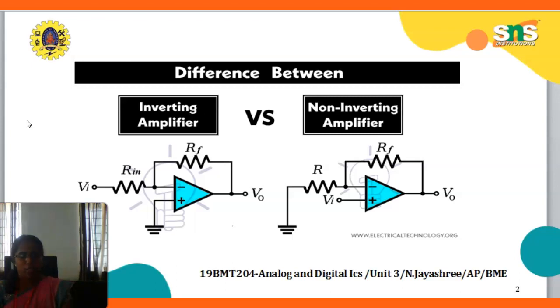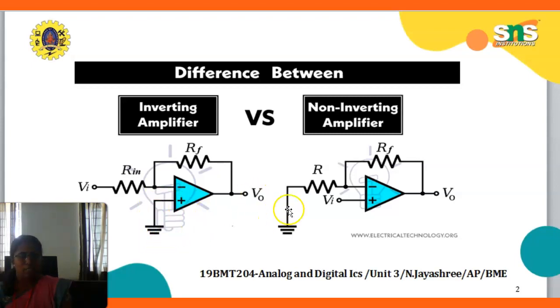Here, in the inverting amplifier, the input Vi is connected to the resistance Rn and the feedback is connected to RF. The minus sign is nothing but the inverting terminal. This feedback resistance RF is connected to this input, and this again is connected to the input voltage, and this plus sign indicates the non-inverting terminal, which is connected to ground.